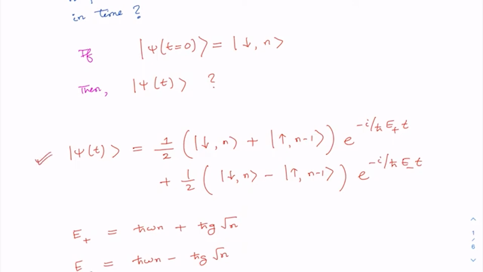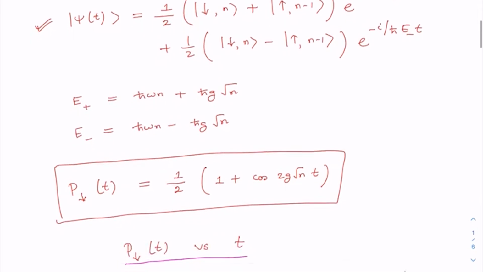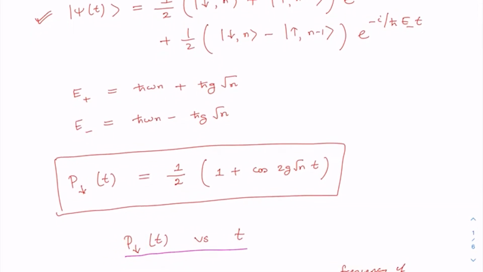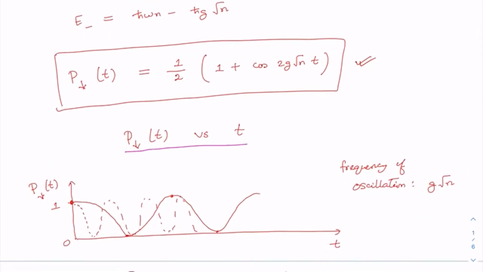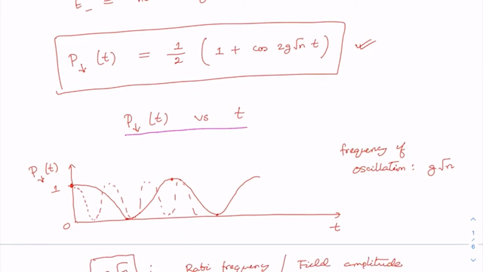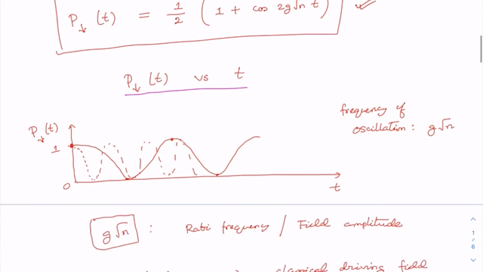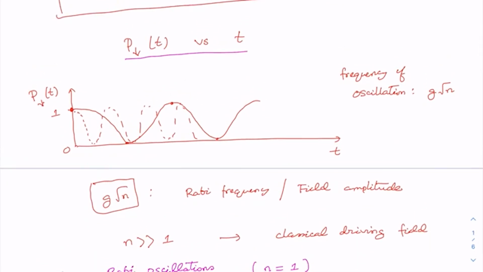of the system at an arbitrary time t, and then we also found the probability that we are going to find the system with the atom in the ground state at a later time t. We worked out this particular expression, and we saw that this quantity z into square root of n acts like the Rabi frequency that we discussed earlier.